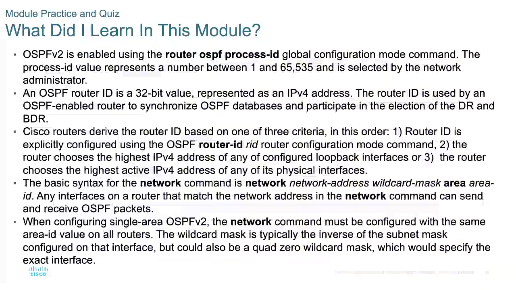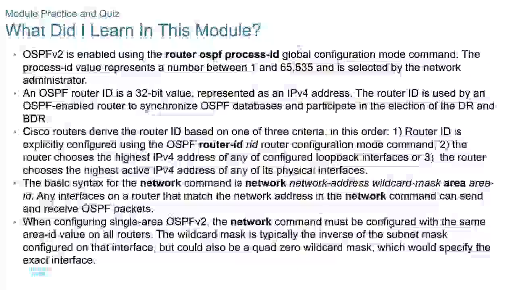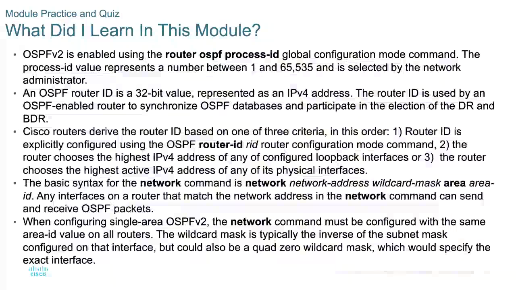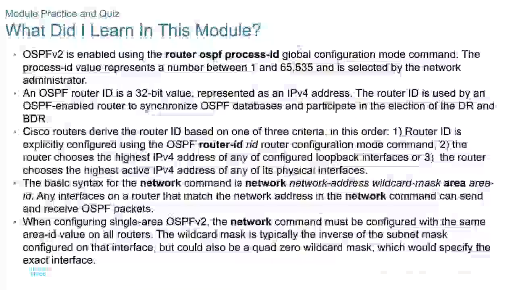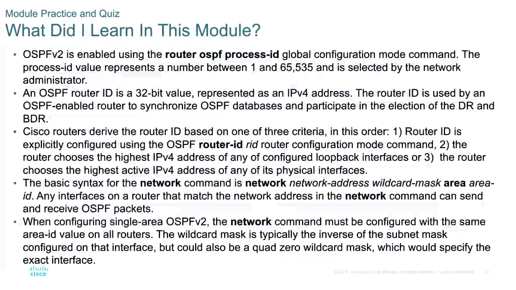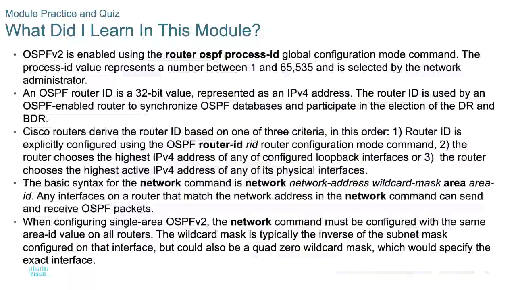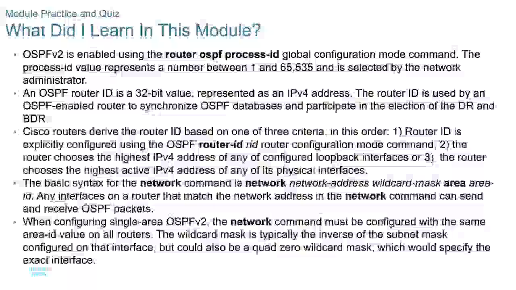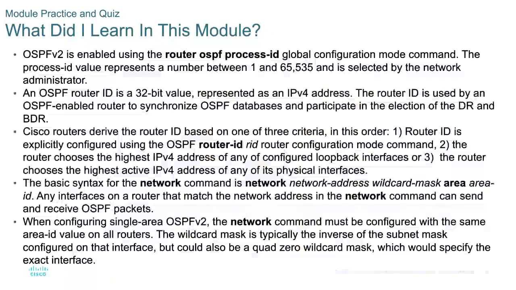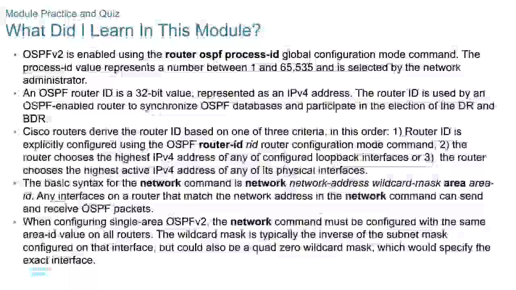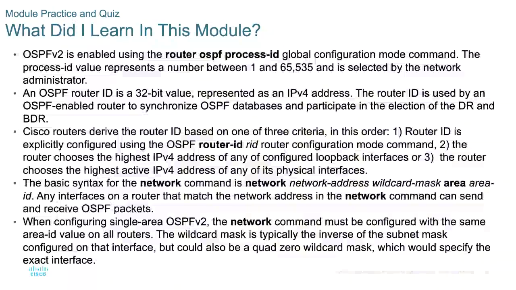and we know that we have an election process that occurs on different types of networks. But before we get there, we need to know how the router ID is chosen, and we can manually configure it with the router ID command. That would be the first choice. The second choice is the highest IP address on a loopback interface. The third choice is the highest active IP address on a physical interface.